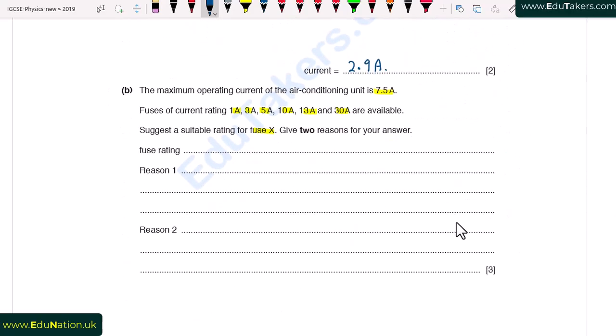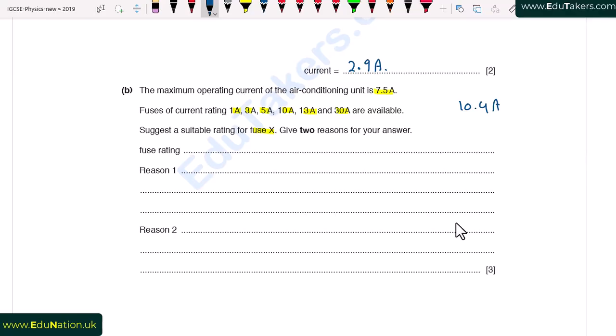So here the total current is 10.4 ampere. Now we have to compare this value of current with all of these. So the fuse should have a higher value than 10.4, because if the value of fuse current is less than 10.4, the fuse will melt for no reason and the appliance does not work, even though current is flowing through the circuit regularly.